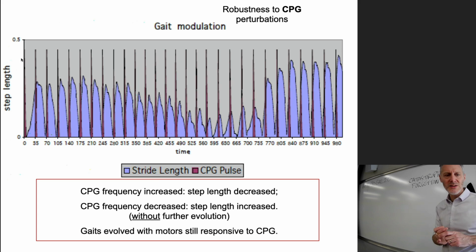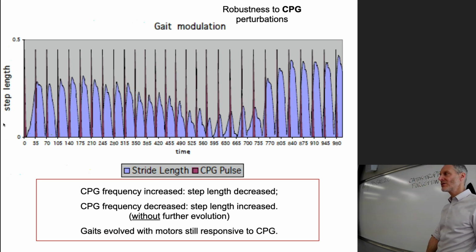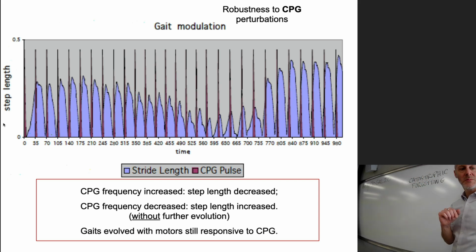It's a little hard to see. You'll notice that at the beginning, the CPG is beating every 35 time steps in the simulation. Why 35? Because for this robot, it takes 35 time steps until its heel strikes the ground for the first time. That's the natural frequency that this robot likes to walk at. It takes one step every 35 time steps in simulation.